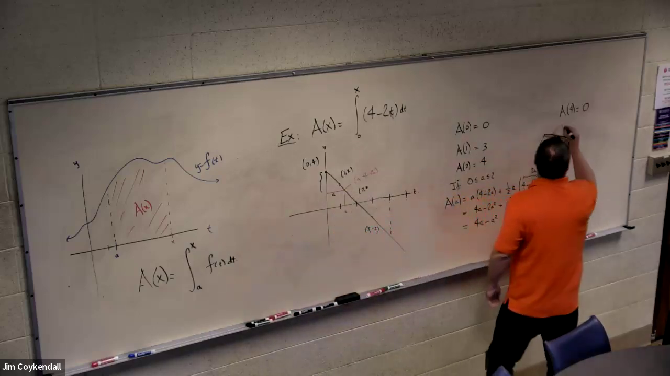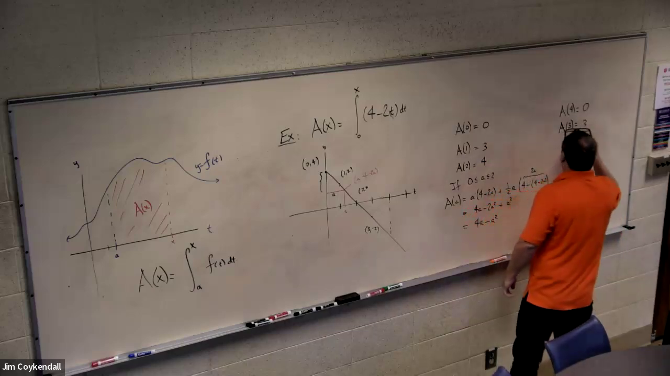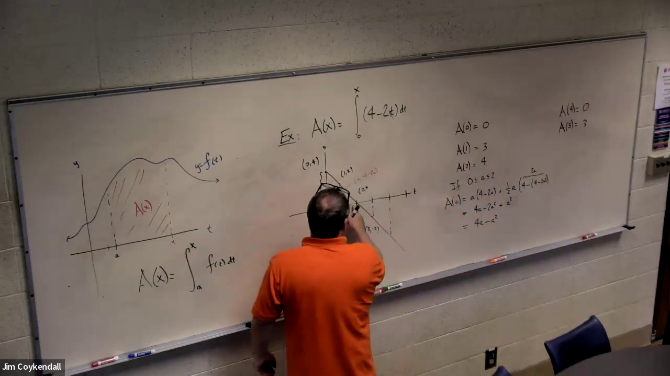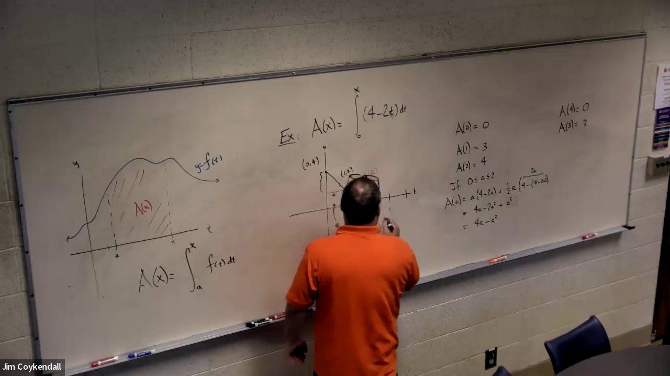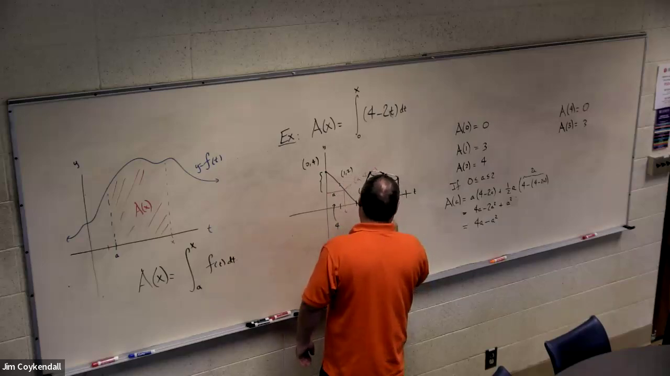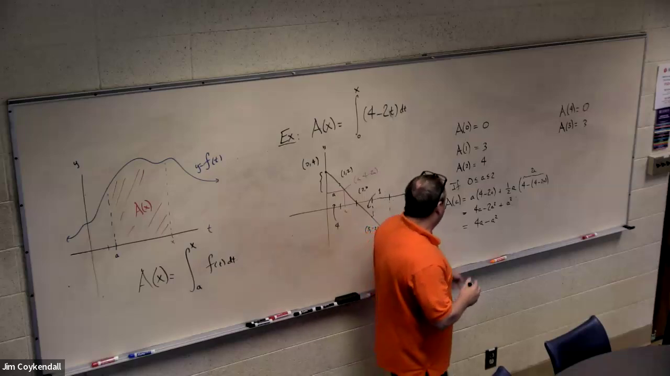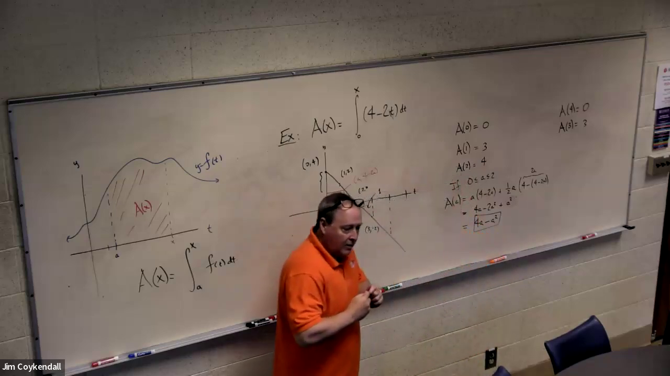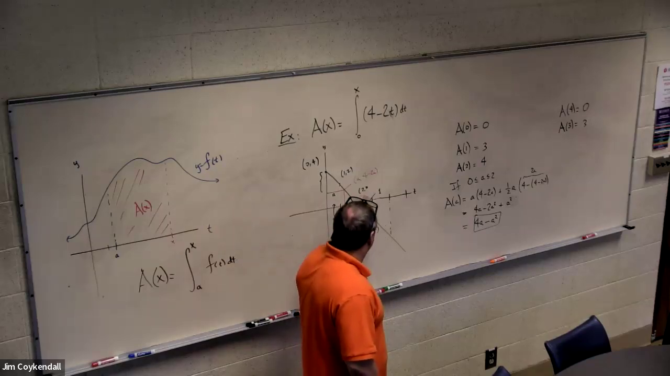Look at A of 3. What does my formula give? 12 minus 9 is 3. What happens here? Well, now you've got the triangle that we had here, which is 4, and this triangle right here is 1. 4 minus 1 is 3. It turns out that this formula always works. And that's what the area function does, it just measures it.